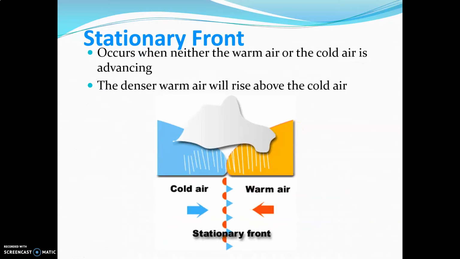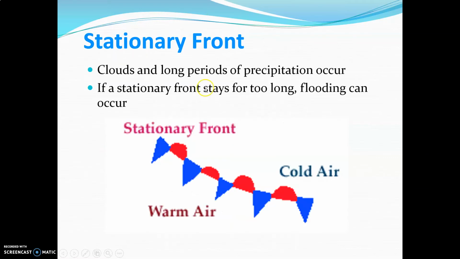Stationary front occurs when neither the warm air or the cold air is advancing. The denser warm air will rise above the cool air. So they meet, but neither one of them advance. And we get prolonged flooding with stationary front. So with a stationary front, it could rain for a week or 2 weeks straight. Clouds and long periods of precipitation occur. If a stationary front stays for too long, flooding occurs.